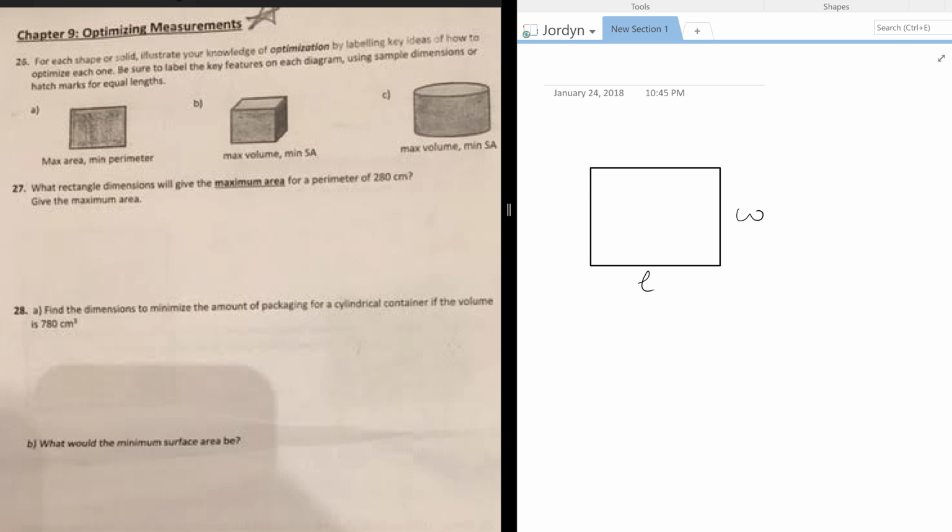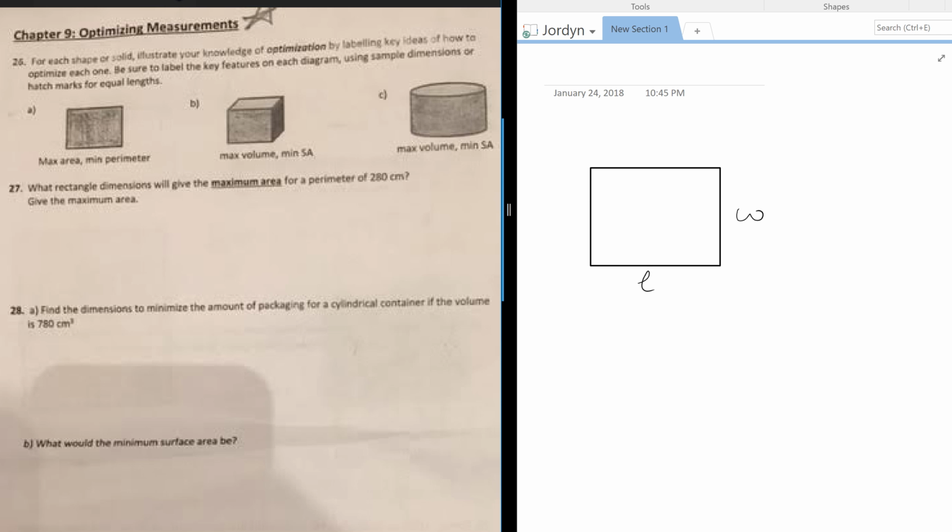So those are geometry problems, that's grade 9 math, right? Yeah. All right, let me write it. Grade 9.